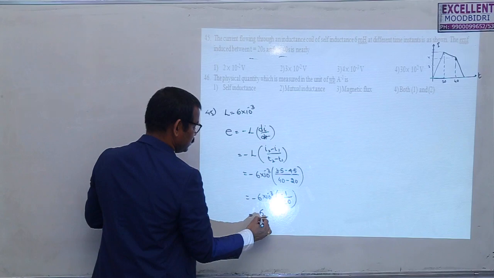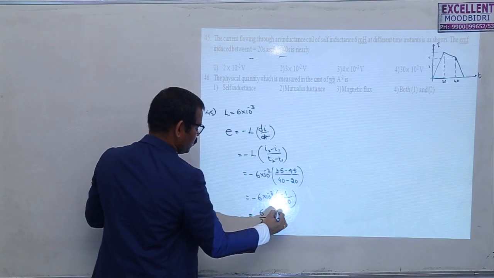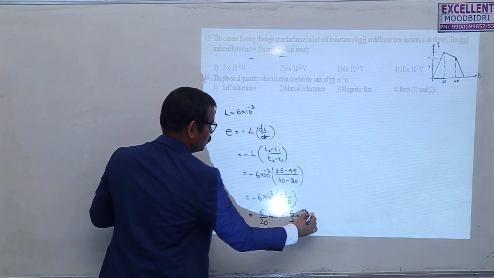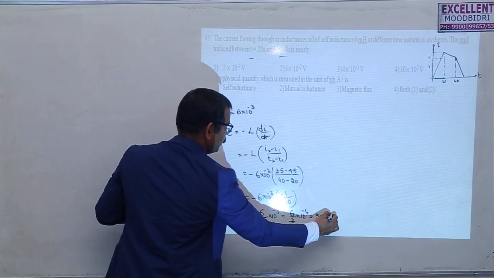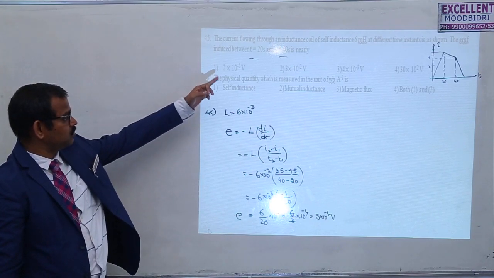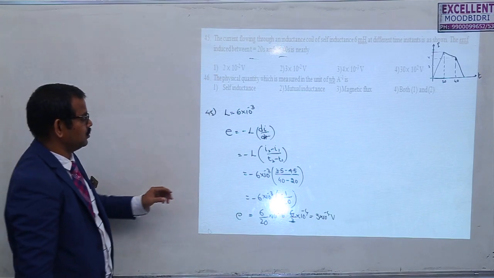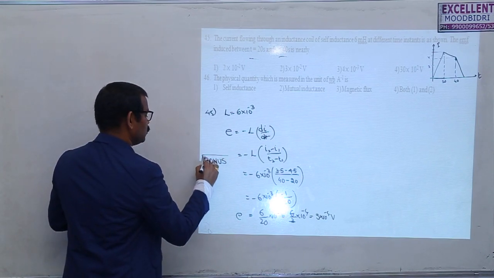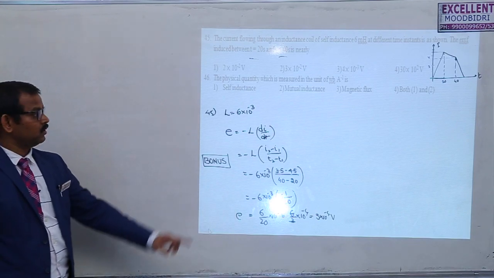Minus of minus will be plus 6 by 20 into 10 power minus 3, or 6 by 2 into 10 power minus 4. So the answer is 3 into 10 power minus 4 volts. This is the induced EMF. But if you see these four options, there is no such option. So you will get a bonus for this question number 45.